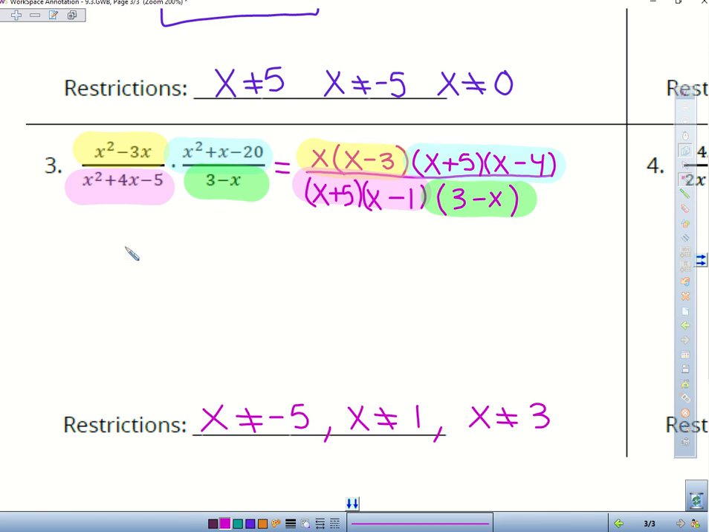So like I said, if you're not sure, to find your restrictions, feel free to set them all equal to 0 and solve. Okay, so I just want you to all be aware that that's an option if you need to. Okay, and then just solve for x. So from here, we can now start canceling stuff out, right? We can cancel out the plus 5s. What else can we cancel out?